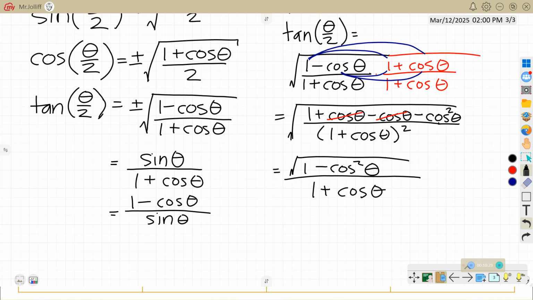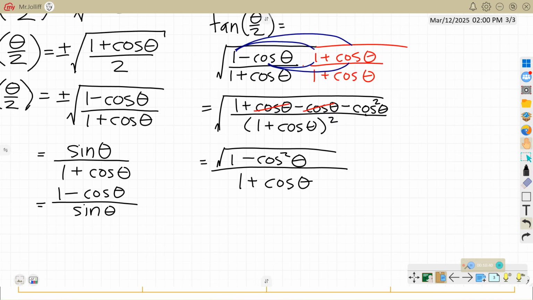Does anybody remember the identity that will help us? It's the very first one we learned. Starts with a P. Pythagoras, that crazy Pythagoras, yeah. We know that sine squared plus cos squared is equal to 1. And I'm going to subtract cos squared from both sides, which will leave me with sine squared equals 1 minus cos squared.